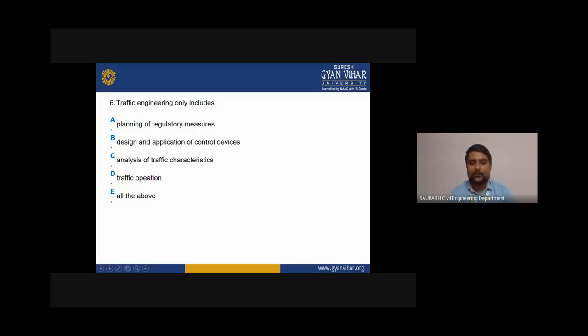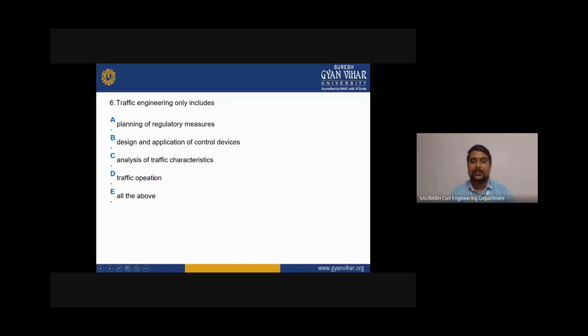Because after graduating in civil engineering, a student can also choose one particular field. They can go into the structural field, they can also go into the transportation field, and they can also go into the traffic engineering field, environment engineering field, or construction management field.